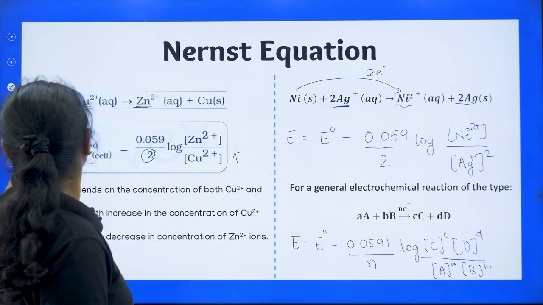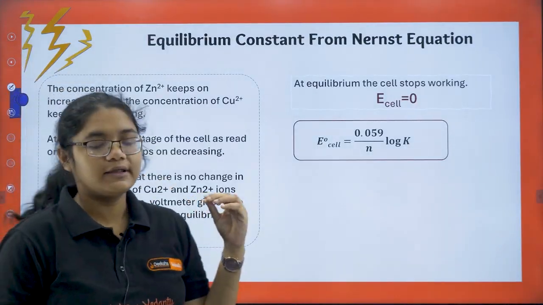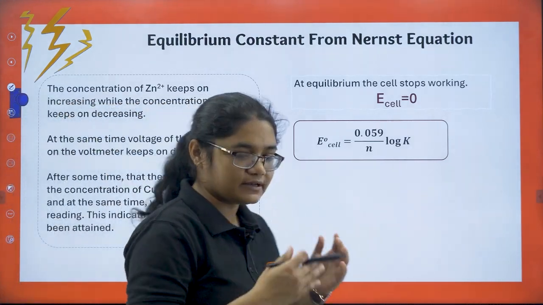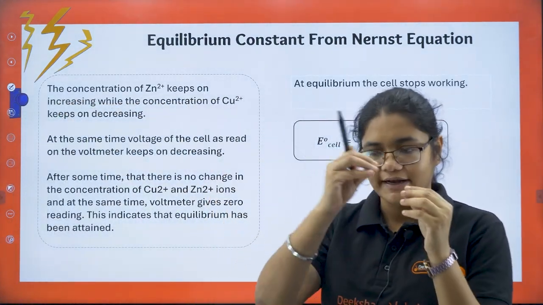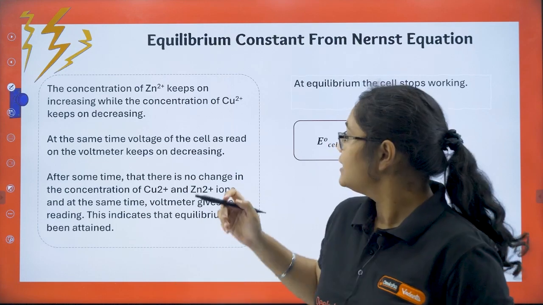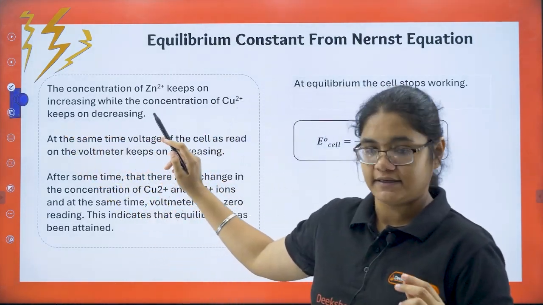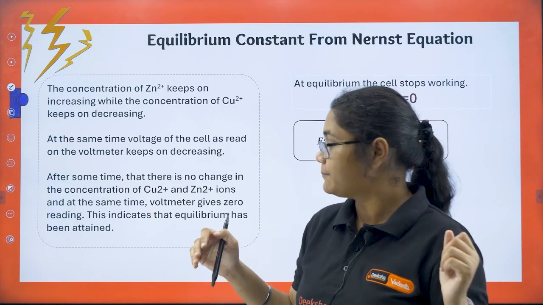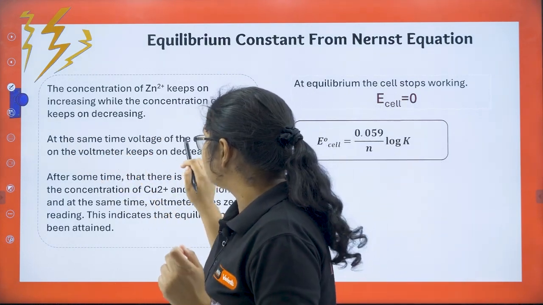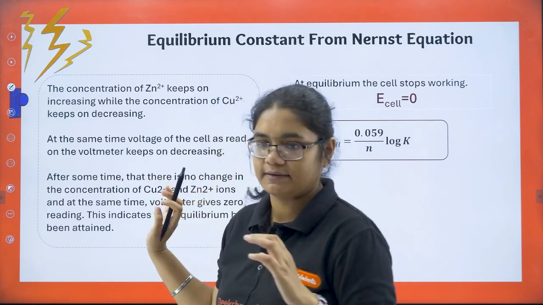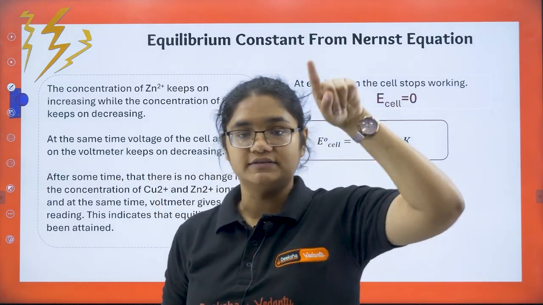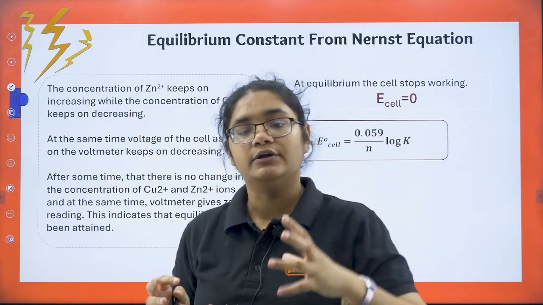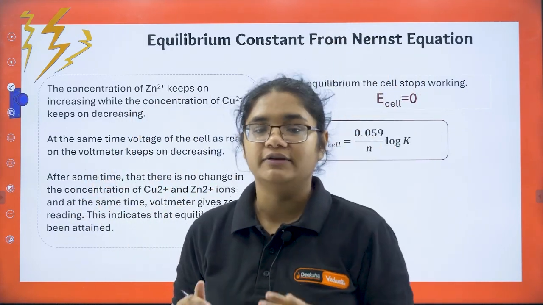Getting? Fine. Next, we'll talk about the equilibrium constant here. Generally what happens is, as the reaction keeps on proceeding, Zn2 plus ions are forming more and more. So the Zn2 plus ion keeps on increasing and the copper 2 plus ion keeps on decreasing. That's the tendency that is continuing. So after a certain time, the voltage of the cell keeps on decreasing. If you remember, Zn2 plus concentration is increasing, copper 2 plus concentration is decreasing.